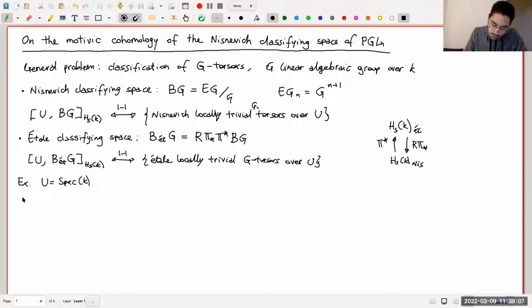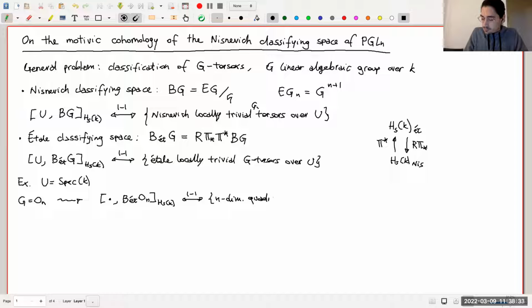For example, if G is the orthogonal group, then we have that homotopic maps from the point to the étale classifying space of O_n, homotopic maps here, is in one-to-one correspondence with, say, n-dimensional quadratic forms over K.